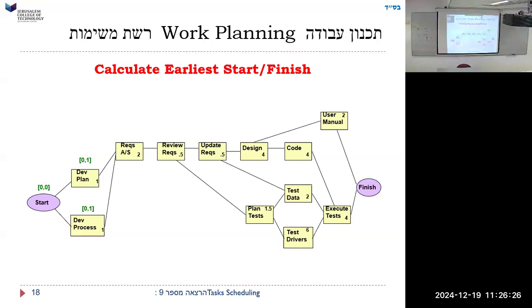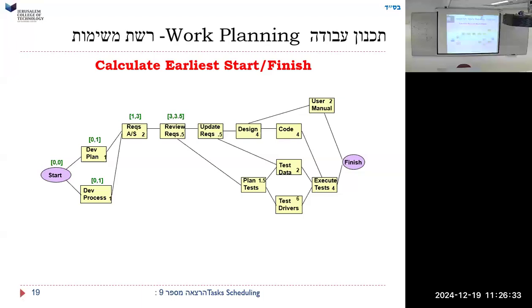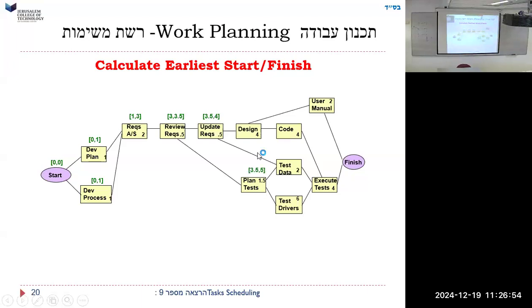In any case, so what is this gonna start? 1. And when is it gonna finish? 3. Let's see if that's what I did. Yeah, 1, 3, great. Now, what about this one? It's gonna start at 3 and it's gonna finish at 3.5. And this one is gonna start at 3.5 and finish at 5. And this one's gonna start at 3.5 and finish at 4. 4 and 5. Okay. And this one's gonna start at 4 and finish at 8. And this one's gonna start at 4 and finish at 6.